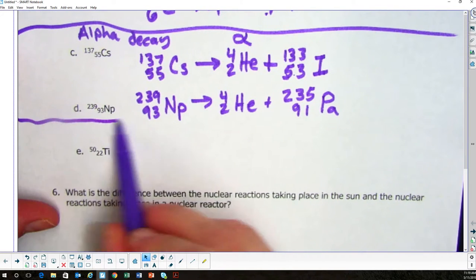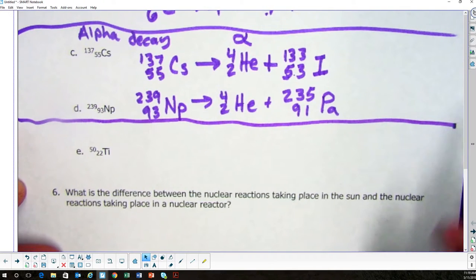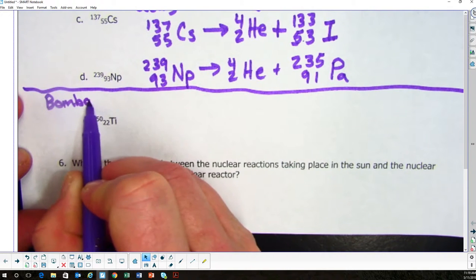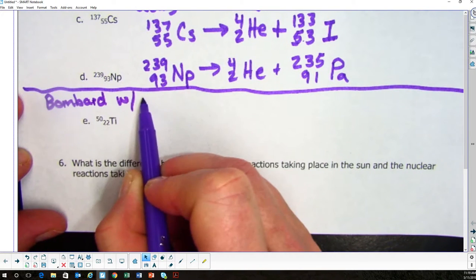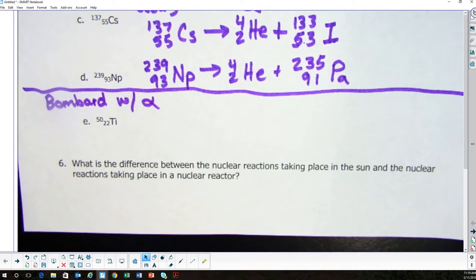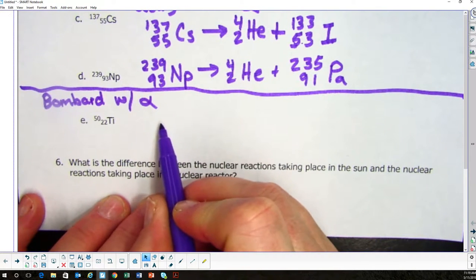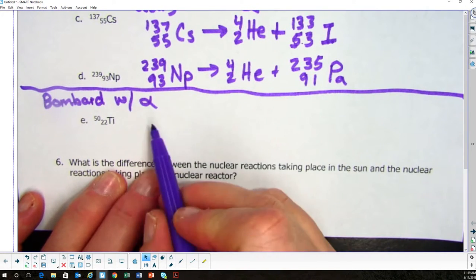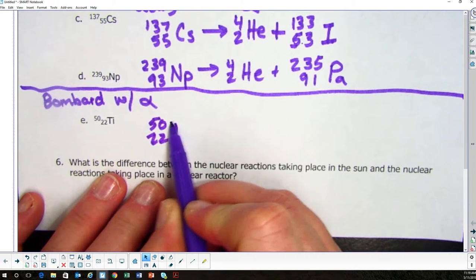On the bottom one here, we're going to bombard it with an alpha particle. So it'd be like the element. Tell me what to write. I'm going to take one person at a time, so give me one. It's on the reactant side. Give me something: 50/22 Ti, 52. Oops, that's one thing.